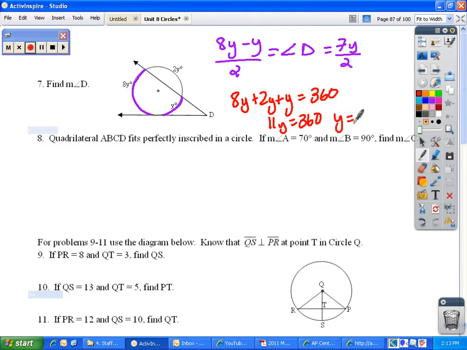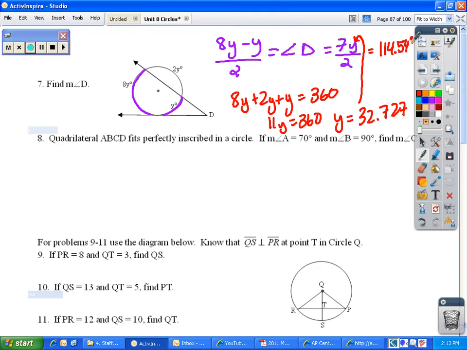So y is, I'm going to use my calculator to divide. 360 divided by 11 is 32.727 and so on. So now if I take that and I plug it in right up here, and I'm just going to even keep it on my calculator, I'm going to hit times 7, and I'm going to hit divided by 2, and that will tell me that the measure of angle D is 114.54 degrees.